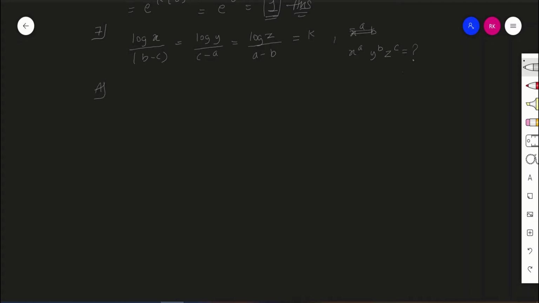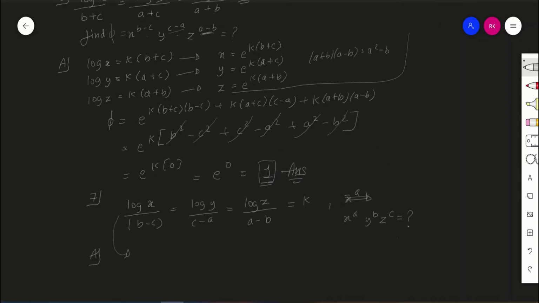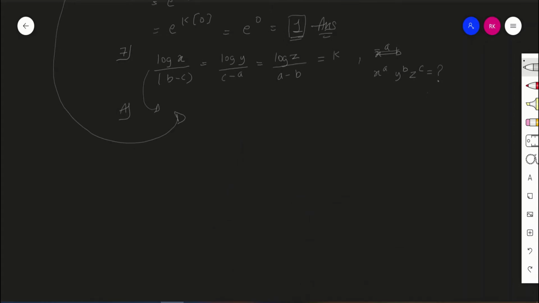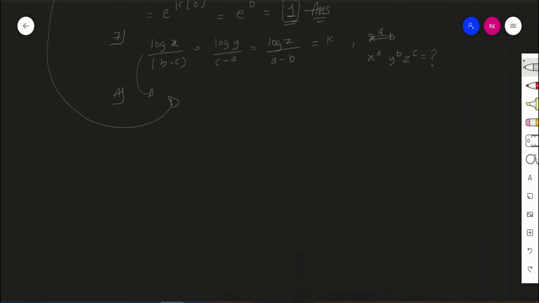So similar to the previous question, the same thing will be done here. I'm going to skip this step, and I'm going to write like this. My x will be x = e^(k^(b−c)), my y is equal to e^(k^(c−a)), and my z is equal to e^(k(a−b)).